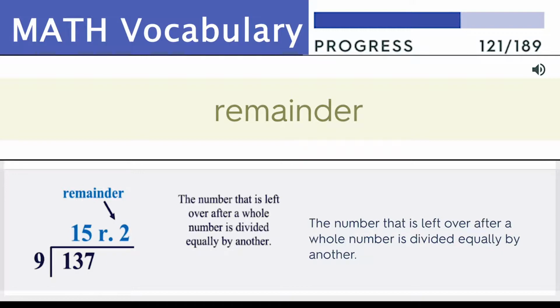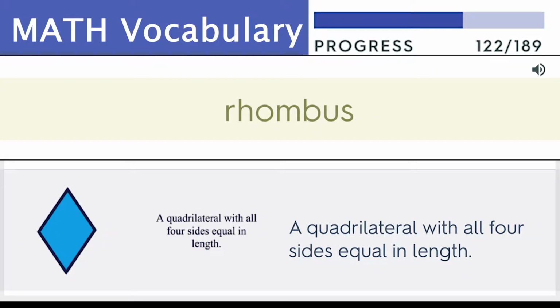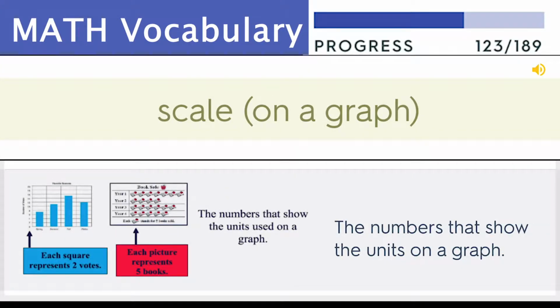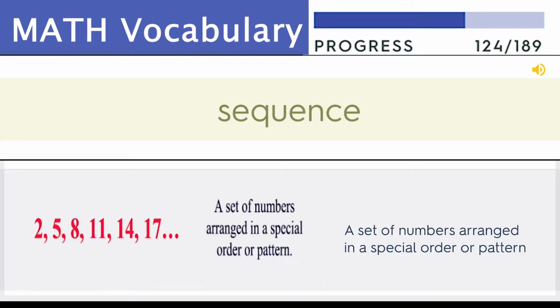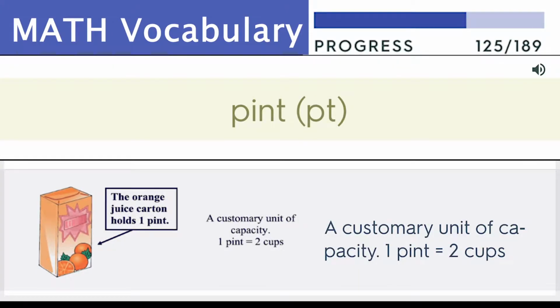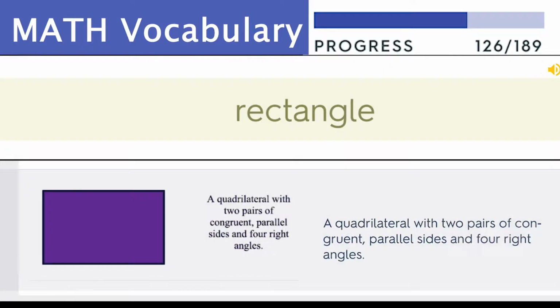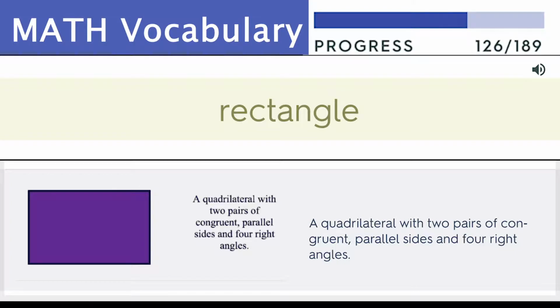Remainder. The number that is left over after a whole number is divided equally by another. Rhombus. A quadrilateral with all four sides equal in length. Scale. The numbers that show the units on a graph. Sequence. A set of numbers arranged in a special order or pattern. Pint. A customary unit of capacity. 1 pint equals 2 cups. Rectangle. A quadrilateral with two pairs of congruent parallel sides and four right angles.